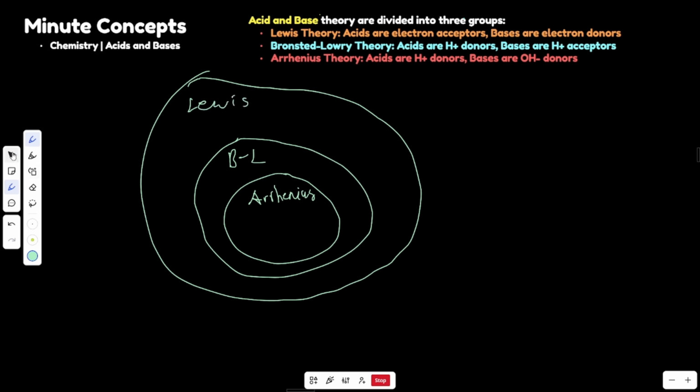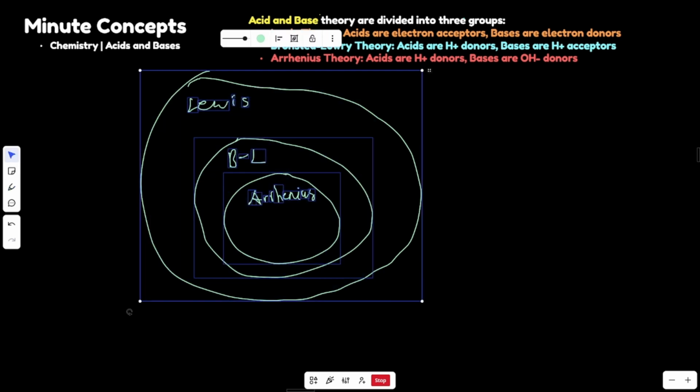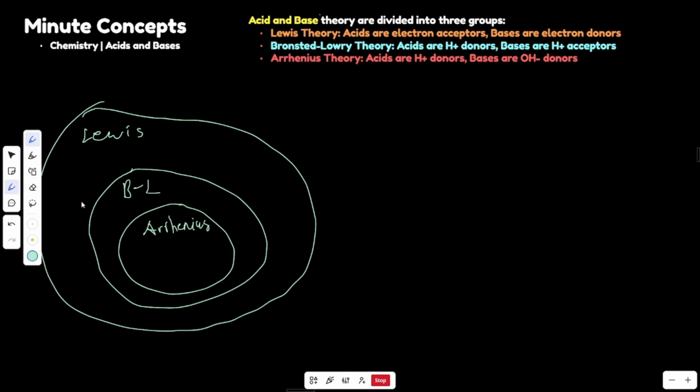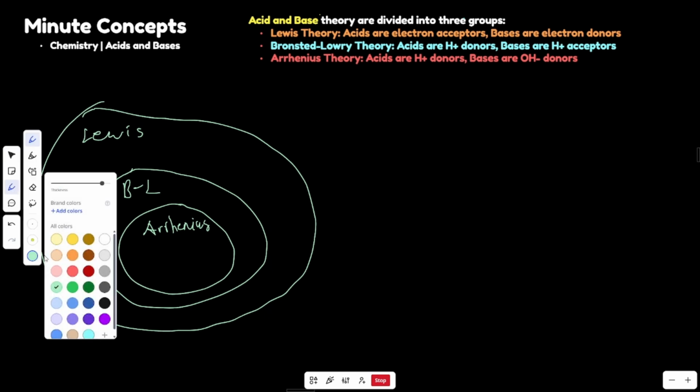Now, what are their differences? So let's start at the smallest shell. Arrhenius acids and bases are determined by who is the hydrogen ion donor and who is the hydroxide donor. So an example of this would be in this type of reaction.